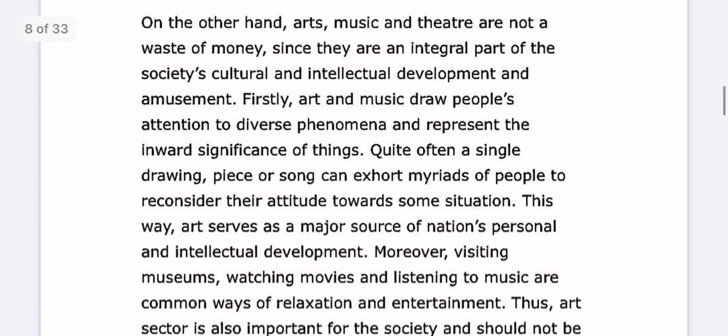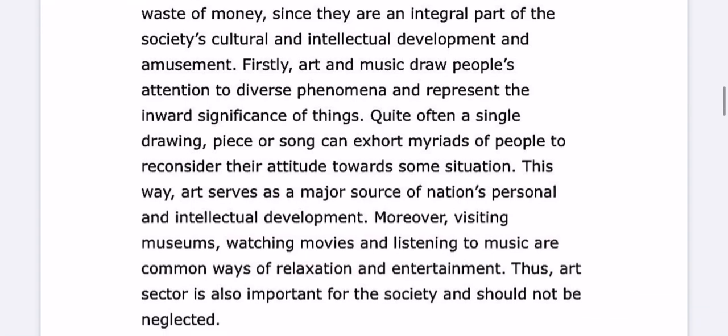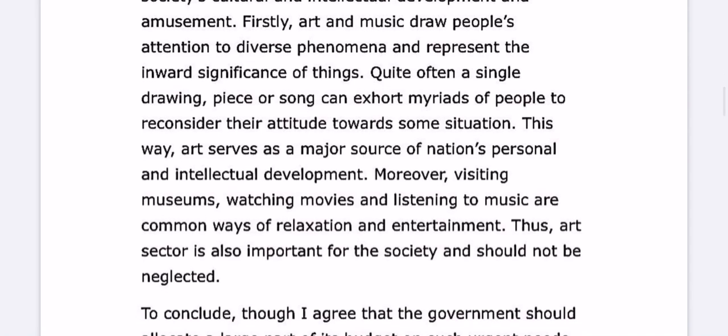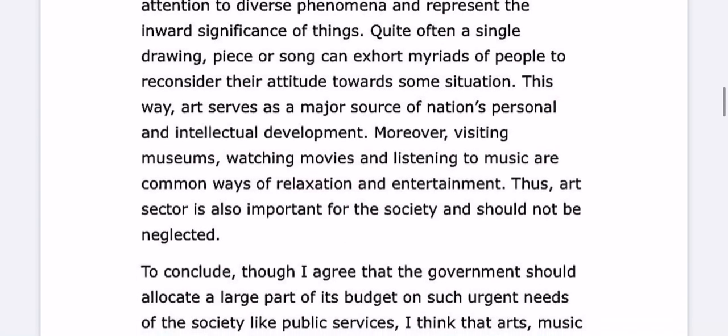On the other hand, arts, music and theatre are not a waste of money, since they are an integral part of the society's cultural and intellectual development and amusement. Firstly, art and music draws people's attention to diverse phenomena and represent the inward significance of things. This is the reasoning which the writer has provided, and along with that, reasoning and also lots of examples are highlighted in this particular paragraph.